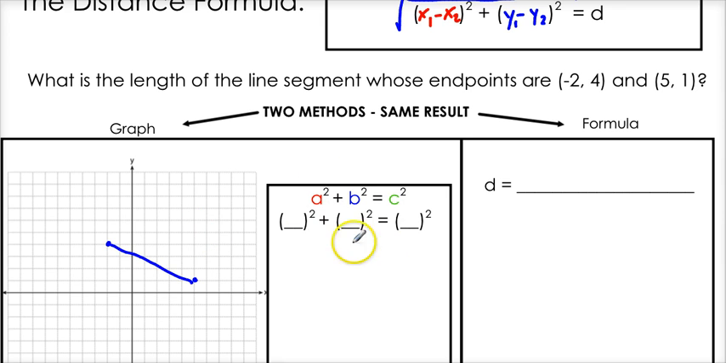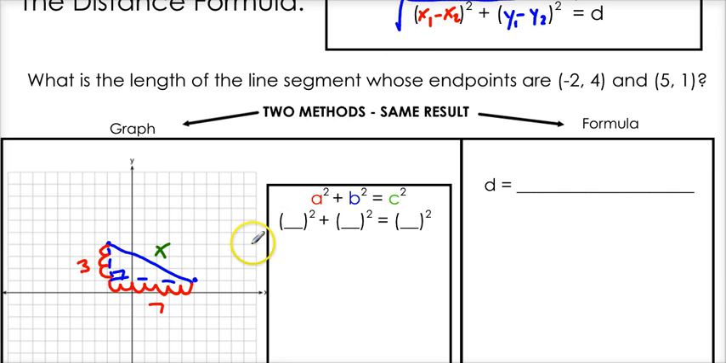Well, the first way we could do it is by using the right triangle method, using the Pythagorean theorem. So let's make this into a right triangle. Okay, we got a nice looking right triangle right there. We could count our side lengths. This is 1, 2, 3, and this is 1, 2, 3, 4, 5, 6, 7. As always, the distance between 2 points is going to be our hypotenuse.